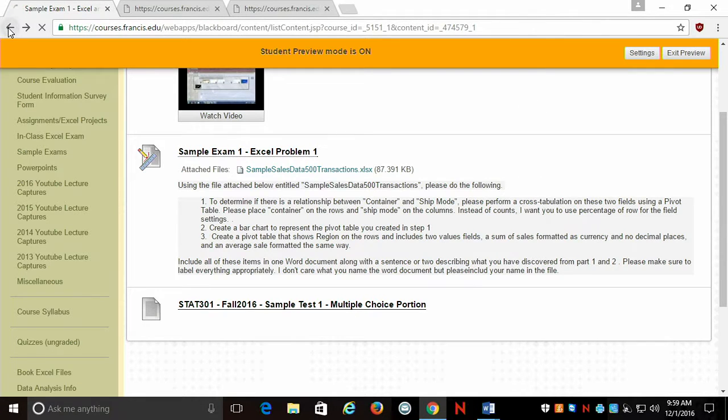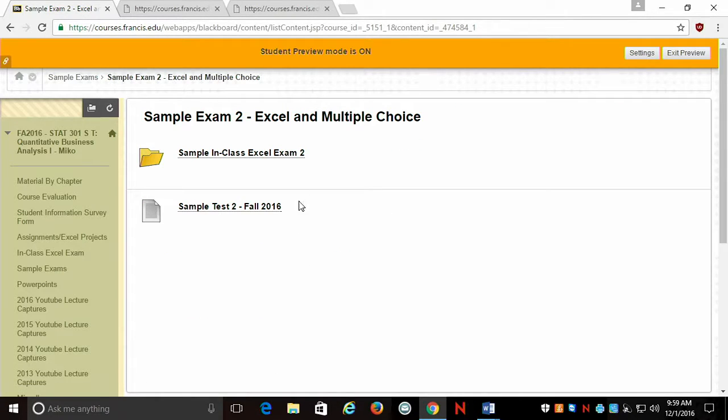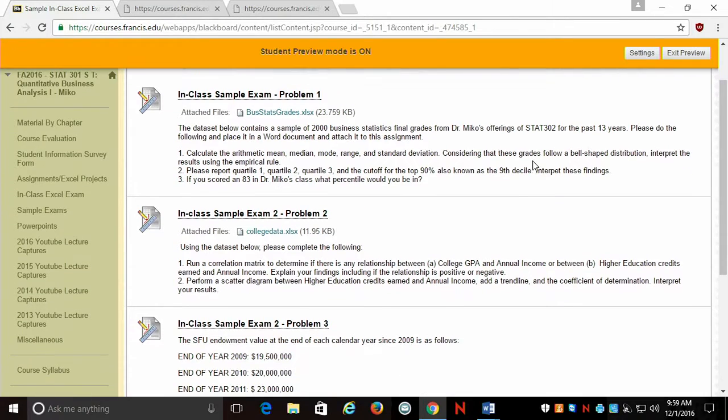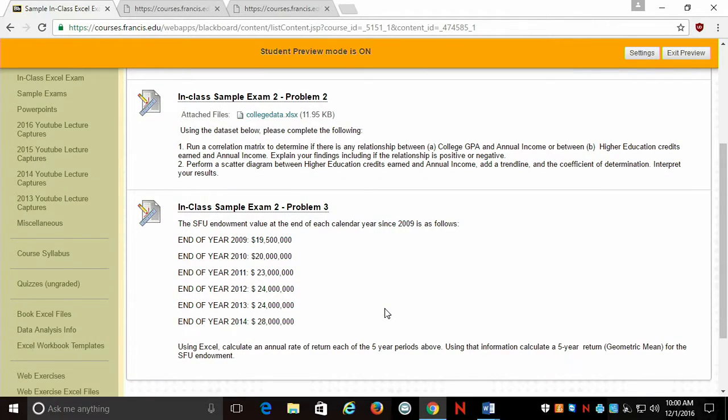Okay, let's look at sample exam 2, Excel and multiple choice. So let's look at this. In class Excel exam 2, I'm not going to make you know anything about, not that I don't want you to know, but you don't have to worry about percentiles. You don't have to worry about correlations for this exam. And you don't have to know anything about geometric means.